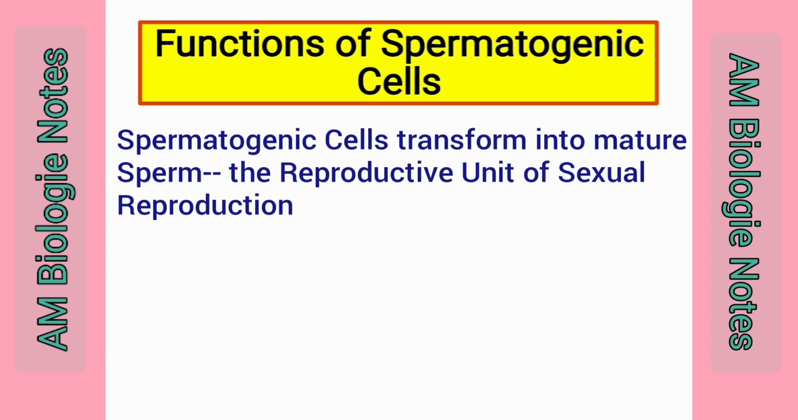Functions of spermatogenic cells. We all know the sperm or male gametes are the reproductive unit during fertilization and fertilize the ovum to produce a zygote, which later will give birth to a human baby. Spermatogonial stem cells differentiate into primary spermatocytes, secondary spermatocytes, spermatids, and finally mature sperm.